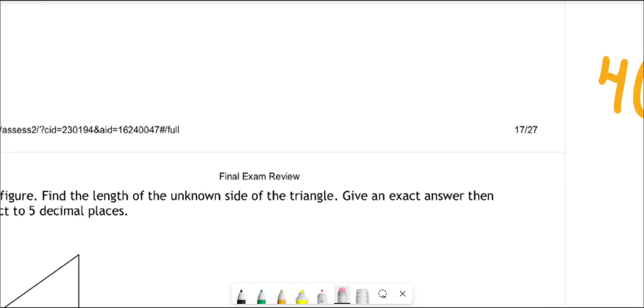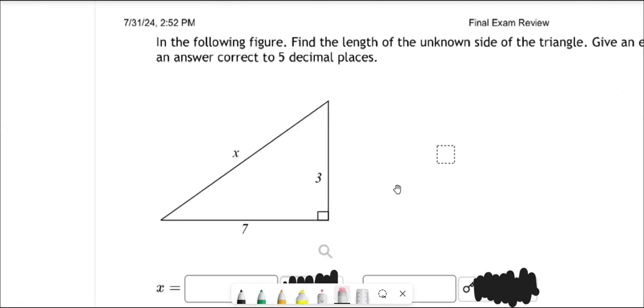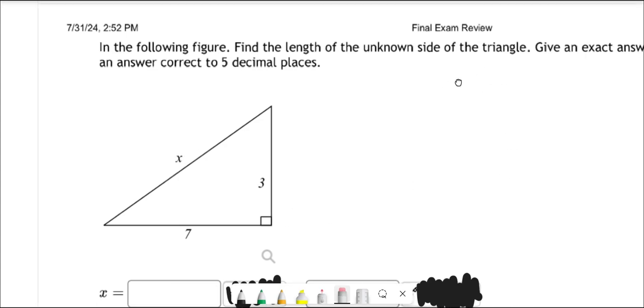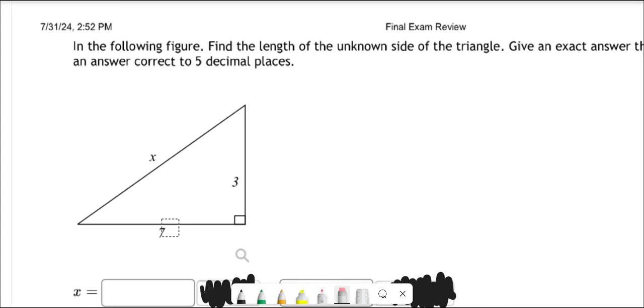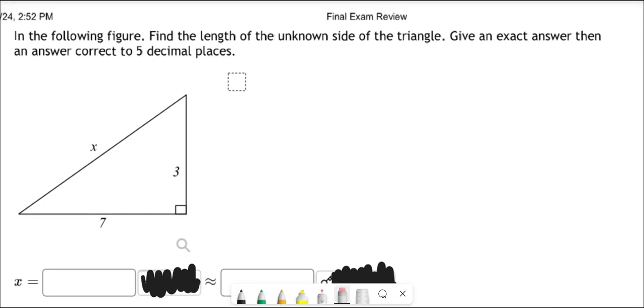Okay, let's go on to 40. 40 is another right-angled problem. It says, I want you to find this now. So here we have x, the unknown, playing the role of the hypotenuse. It says that one side is 7, the other is 3, and this x is unknown, and it wants us to find the answer to 5 decimal places.